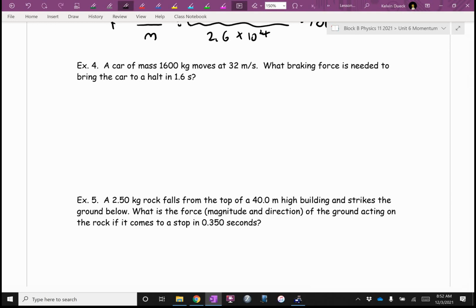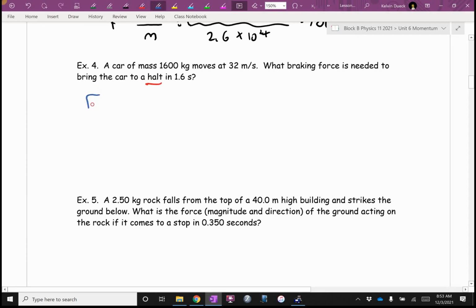A car of mass 1,600 kilograms moves at 32 meters per second. Ooh, Eliana, what's example 4 wanted me to find? Okay. Again, don't write this down. I could go F equals ma. And I bet you there's enough there to find A. Or, did they give me a time? Did they give me a VI? Did they give me a VF? Halt. 0. I can use this same impulse equation.